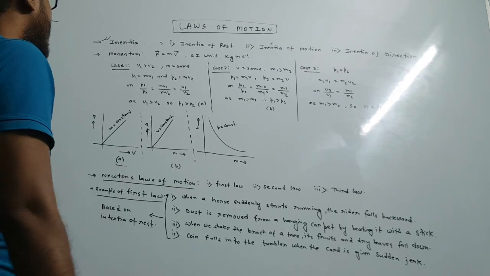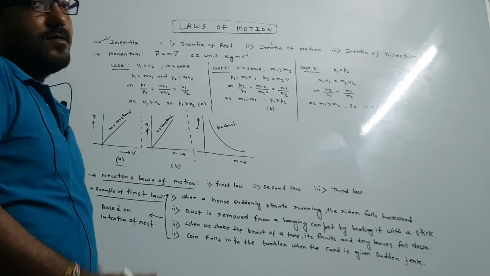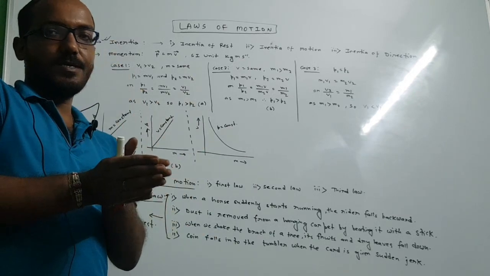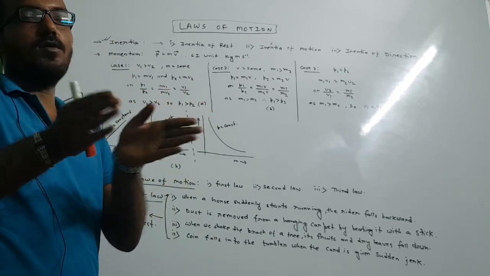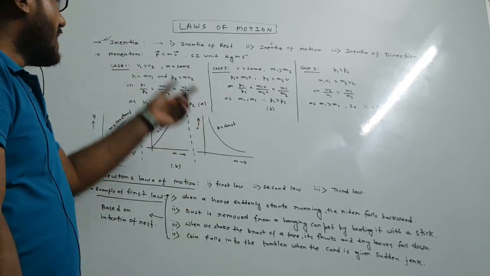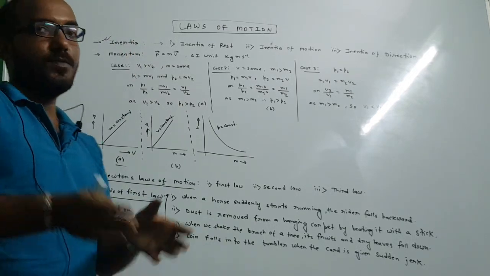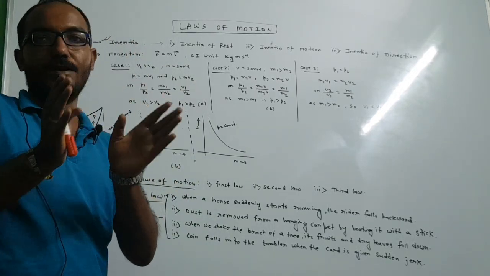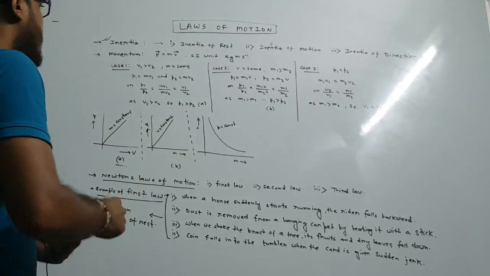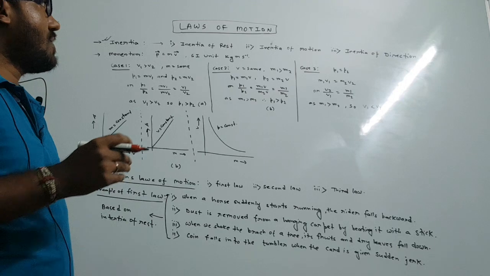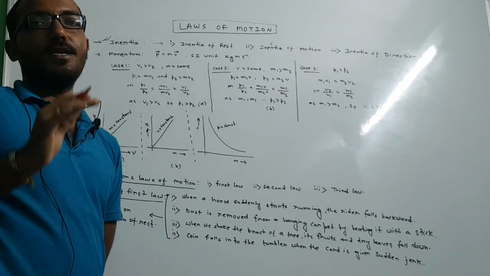Inertia is the property of the material by virtue of which it stays at rest, or it starts moving, or it changes direction. That is known as inertia. So inertia is the property of the object. It is the inherent property. That means you can change it only if you apply external force on it.